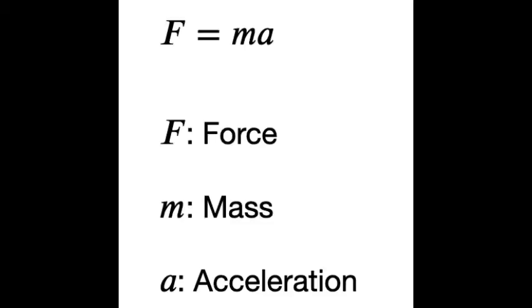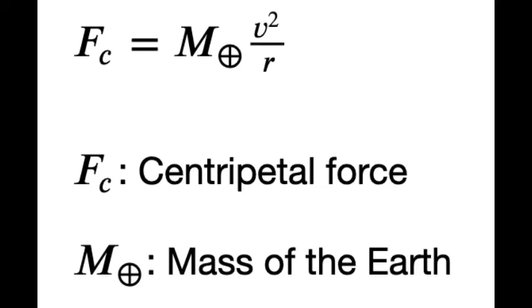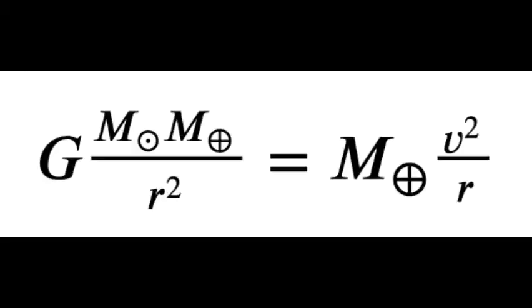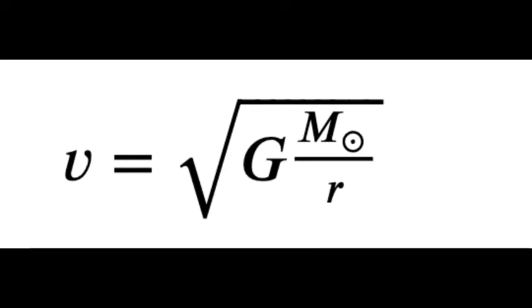Using Newton's second law of motion, F equals ma, we can multiply the centripetal acceleration of the Earth by its mass to give the centripetal force. We can equate this to the gravitational force, and after solving for v, the orbital velocity of the Earth, we get that it is equal to the square root of the gravitational constant multiplied by the mass of the Sun divided by the distance. As you can see, the mass of the Earth plays no role here, and thus the orbital velocity of any planet is independent of its mass.